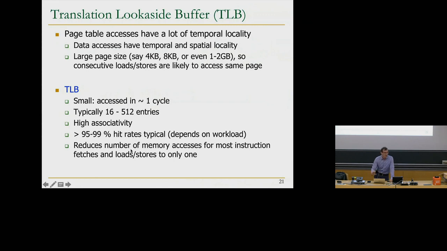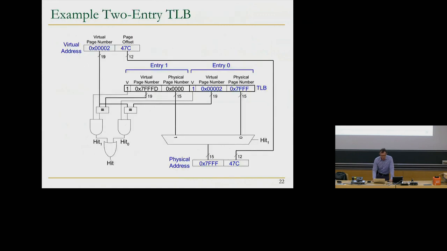But when it works, when the TLB hits, you reduce the number of memory accesses for most instruction fetches and loads and stores to only 1, basically, because you access the TLB, that's a specialized cache, and then you access memory after that, or the memory hierarchy after that. Okay, so this is an example of a 2-entry TLB from your book.